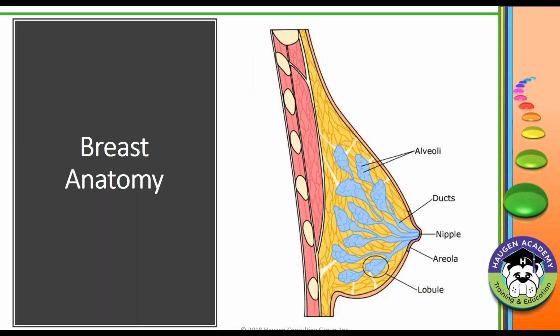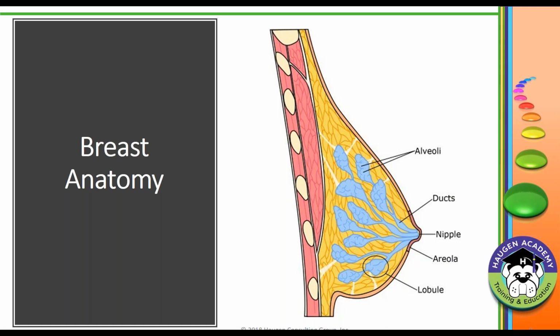So let's look at our breast anatomy. A healthy female breast is made up of 12 to 20 sections or glands, and those are called lobes. Each of these lobes is made up of many smaller lobules. You can see a lobule there labeled on the picture. And this is the gland where milk is produced in women who are breastfeeding. Both the lobes and the lobules are connected by milk ducts. You can also see ducts labeled on the picture, and those act as stems or tubes that carry milk to the nipple.